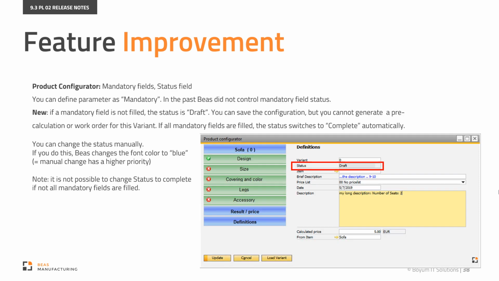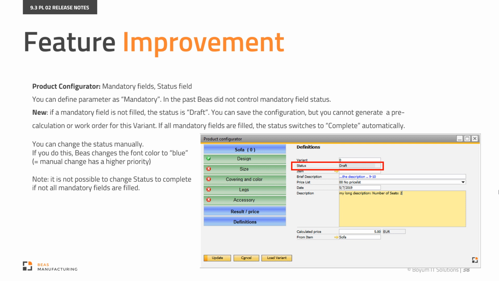In the past, Beas did not control mandatory field status in the product configurator. Now you can define a parameter as mandatory. If a mandatory field is not filled, the status is draft. You can save the configuration, but you cannot generate a pre-calculation or work order for this variant. If all mandatory fields are filled, the status switches to complete automatically.